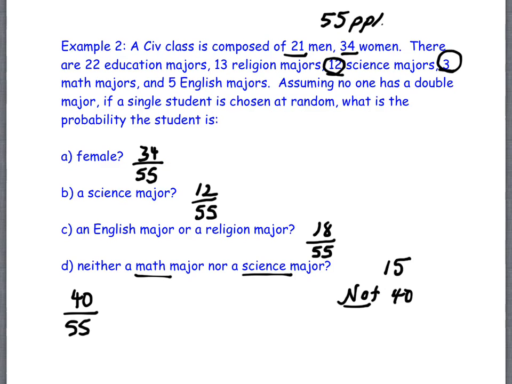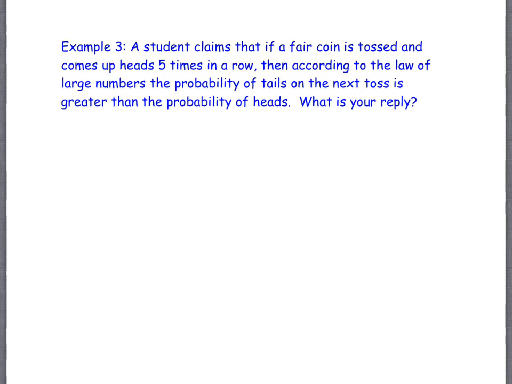Now, you don't have to do it this way. What's the other way you could do it instead of, I know we're not done with it, we need to reduce it, but what's the other way that you could do this particular problem? We could add up all the other majors, right? So we could add up the 22 education, the 13 religion, and the 5 English. And on this particular problem, that's really not much different than what we did, right? It's pretty much the same number of steps even. We do need to reduce this one because it actually does reduce to what? 8 out of 11. Any questions on that one? All right.